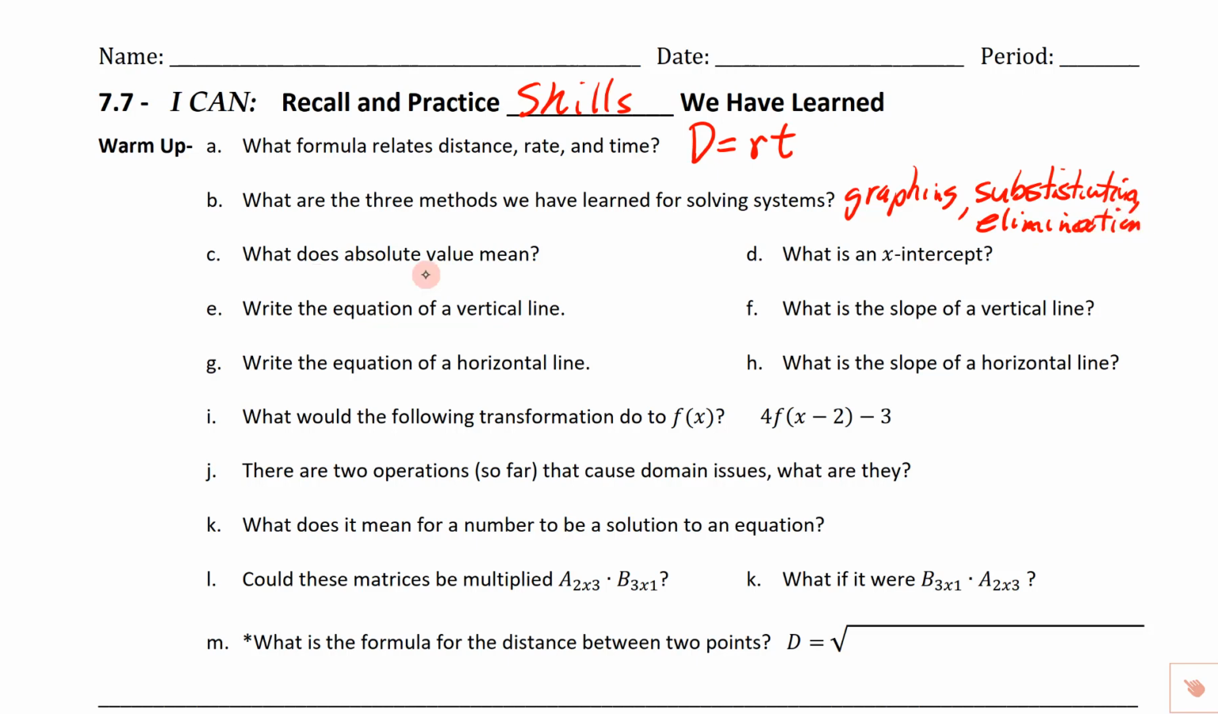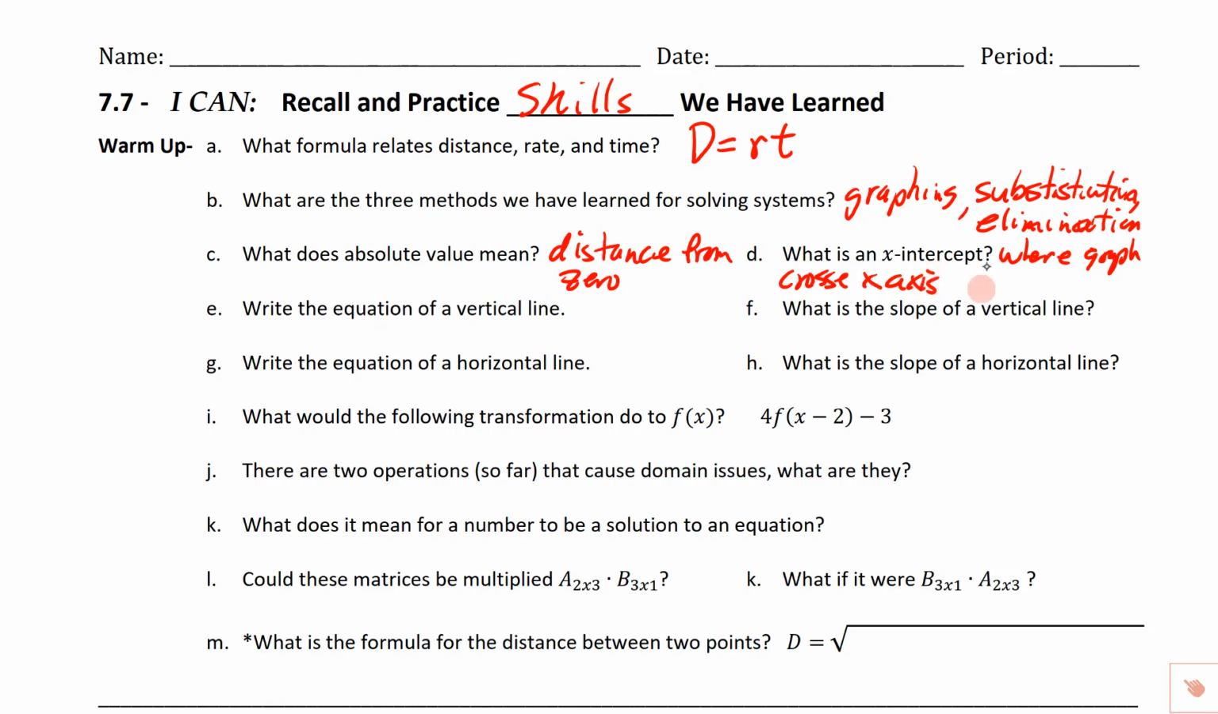Okay. What does absolute value mean? Please don't forget this. Lots of people do. Absolute value refers to the distance from zero. Distance from zero. Okay. What is an x-intercept? It's where the graph crosses the x-axis.